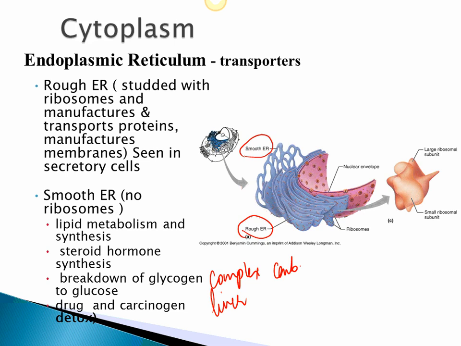For example, if you've got a question like this: which cells or which organs are likely to have more rough endoplasmic reticulum? Anything to do with secreting, you secrete enzymes or hormones which are protein in nature. Protein means ribosome and rough endoplasmic reticulum, right? That's how you've got to make the connection. So if I gave you a choice, let's say the pancreas secretes hormones and digestive enzymes, what do you think it's likely to have? Smooth endoplasmic reticulum or rough endoplasmic reticulum? Obviously it will be rough endoplasmic reticulum, okay?